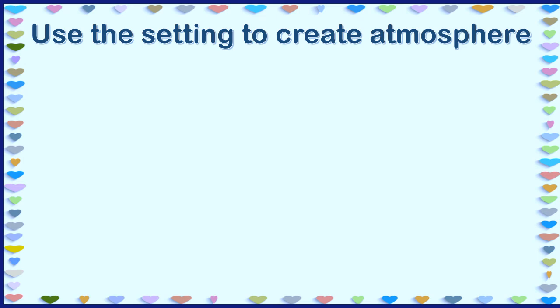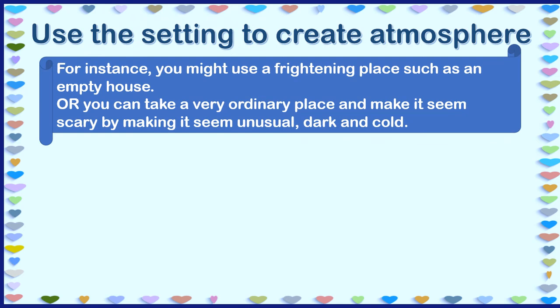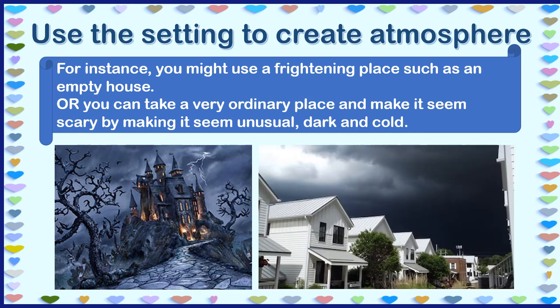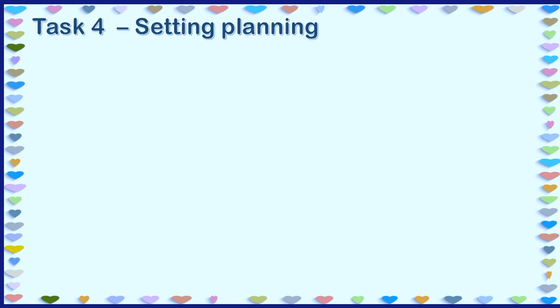We use the setting to create the atmosphere in a story. So, for instance, you might use a frightening place, such as an empty house, like that one, already very scary. Or you can just take an ordinary place and make it seem scary by making it seem unusual, dark and cold. As you can see there, a normal neighborhood, usually looking great during the day, but look at that storm approaching. That can change the whole atmosphere of that setting and make it very interesting.